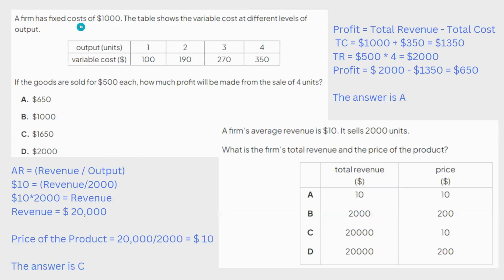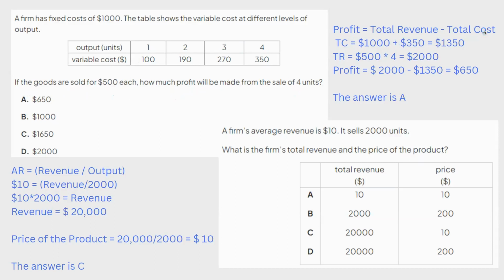A firm has fixed cost of $1,000. The table shows the variable cost at different levels of output. At 1 we have 100, at 2 190, at 3 270, and at 4 350. If the goods are sold for $500 each, how much profit will be made from the sale of 4 units? The question basically asks us to use all the data given here to find out the profit. The formula for profit is total revenue minus total cost.